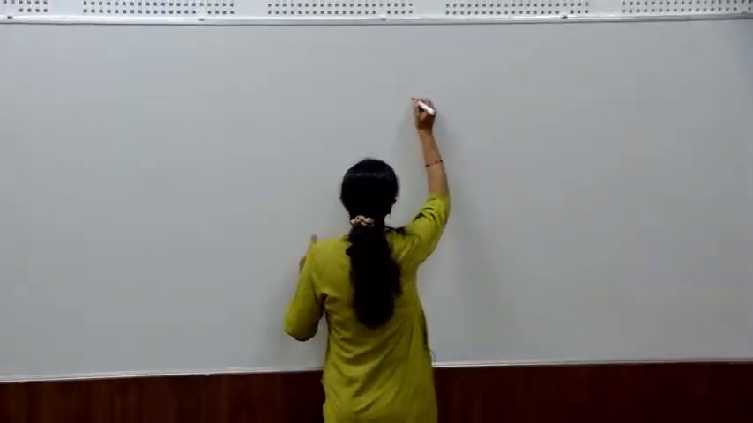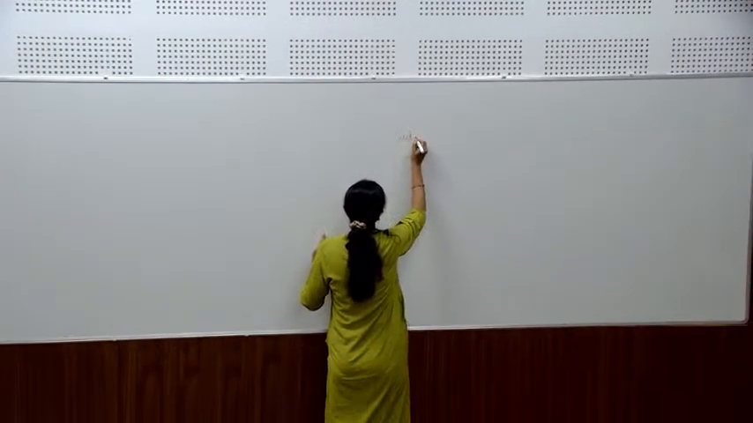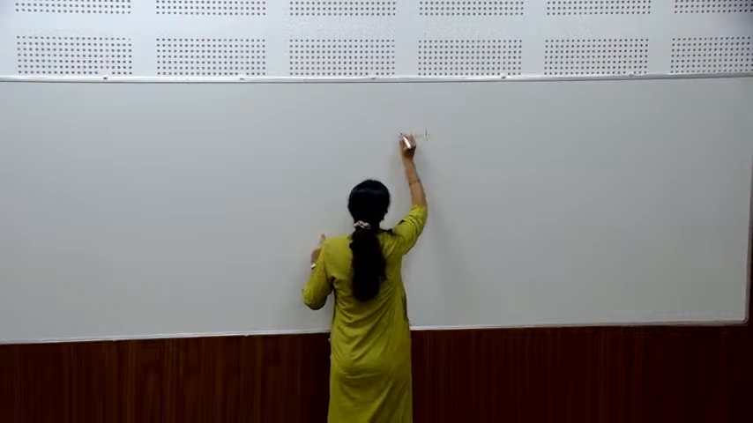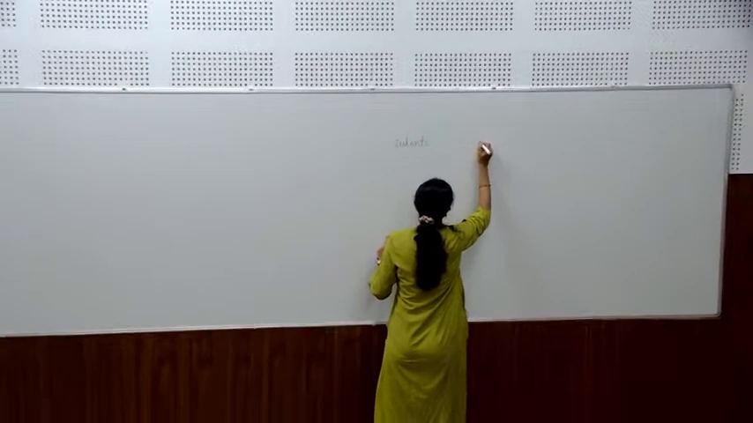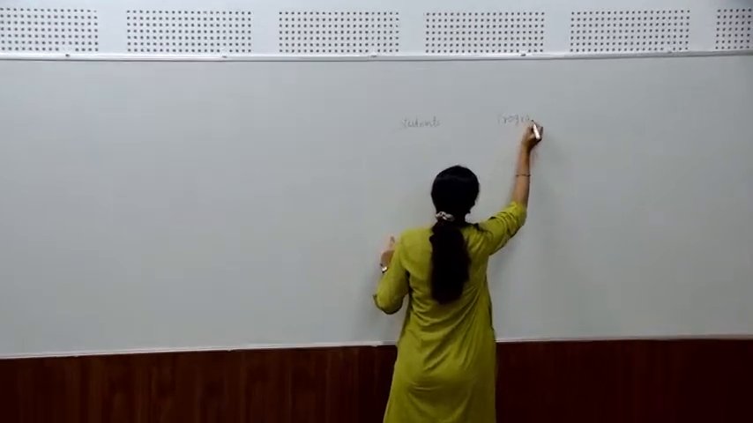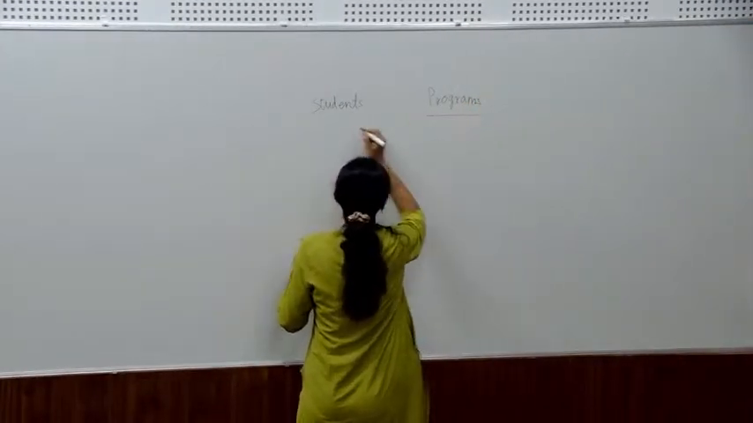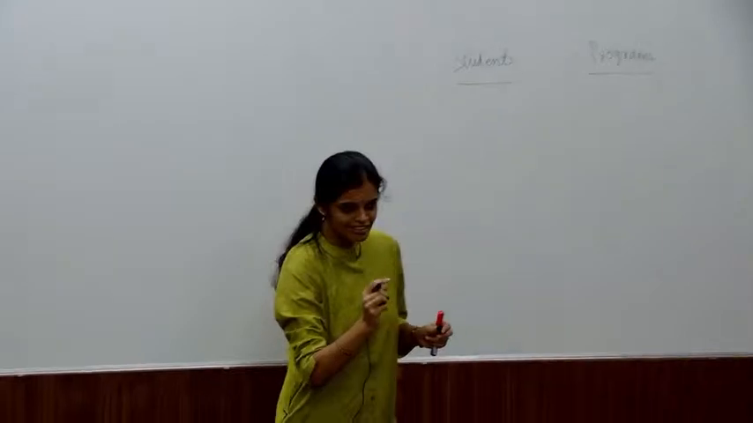So I guess most of you have gone through this joint seat allocation or counseling. So just a show of hands. The JoSAA allocation, right? So all of you know that. So the JoSAA allocation has these students on one side, and there are programs on the other side.